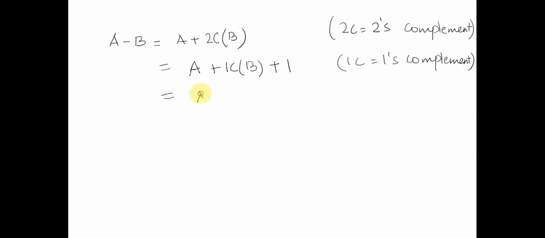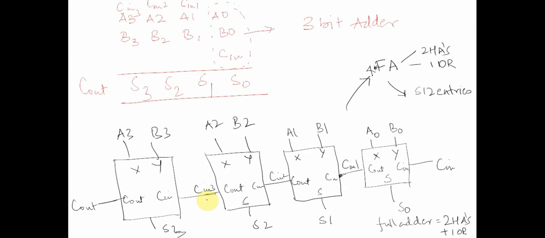And what is 1's complement of b? It's b bar. So 2's complement is b bar plus 1. So basically if my addition is a plus b, my a minus b is nothing but a plus b bar plus 1. Now since our subtraction is a plus b bar plus 1, and we already had a circuit which we spoke about in the last lecture, which was something like this.